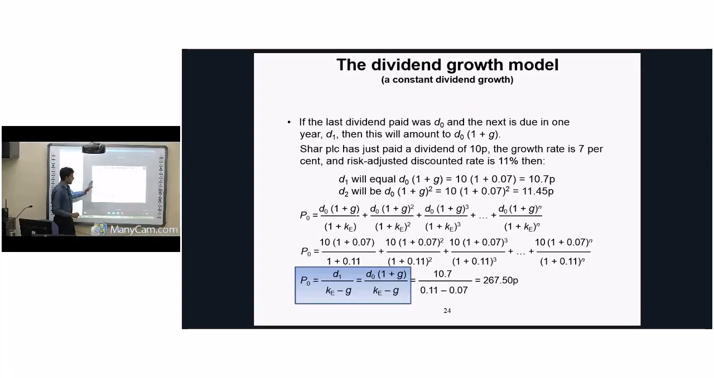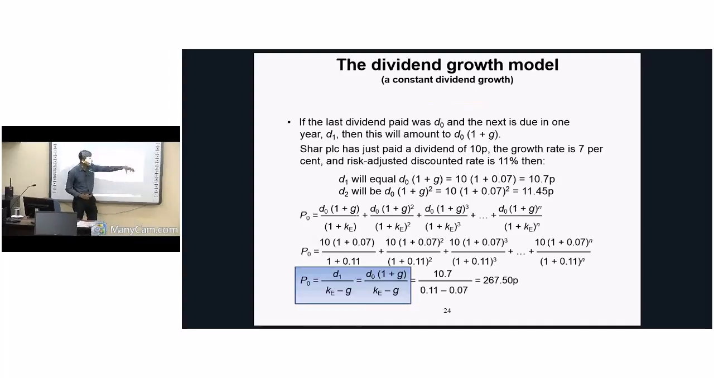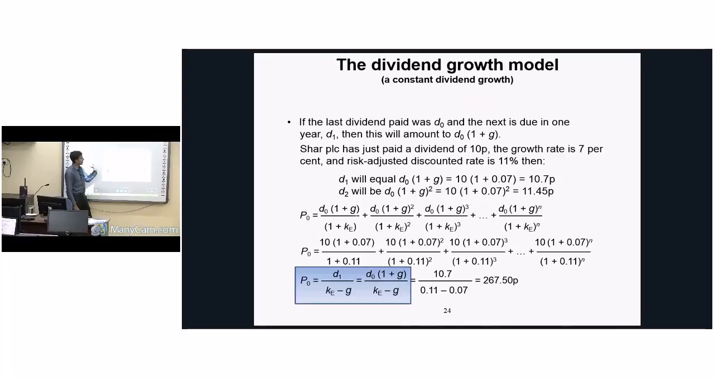I am not going into the detail of how we arrive at this equation, but it's very simply of all the cash flows that you are going to get in the future. When we discount them to today's terms, you can get the value of the business or share by applying this equation. Right?